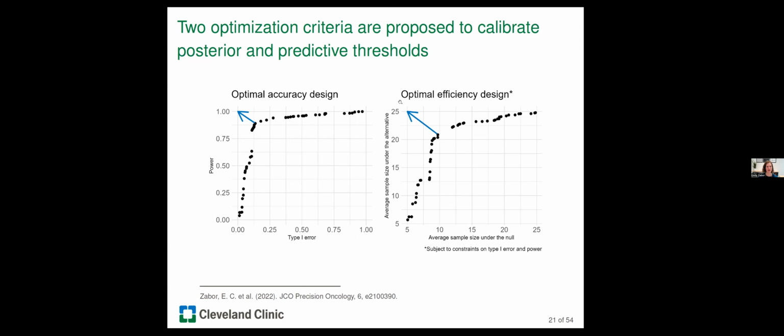And then the second criteria is the optimal efficiency design, where again each of these points represents one of the 40 potential designs based on different combinations of posterior and predictive thresholds. But now the x-axis is the average sample size under the null hypothesis for that design, and the y-axis is the average sample size under the alternative for that design. Again, we can identify the point that's closest to the top left corner of this plot as the optimal efficiency design, with the caveat that there needs to be some upfront filtering of these designs to constrain the type 1 error and power. Otherwise, it's possible to select an optimal efficiency design that has much too low type 1 error or too low power.